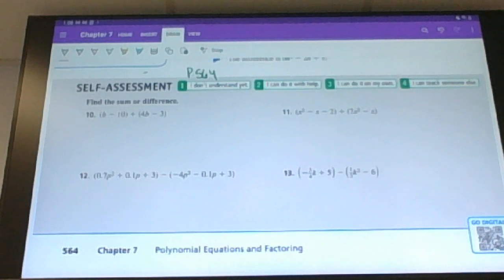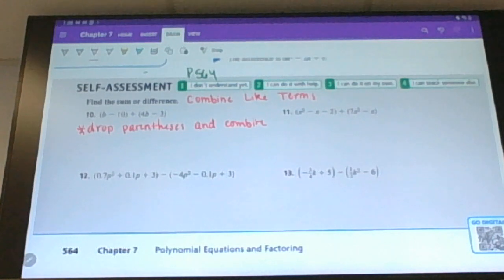Today we're not doing difference, we're only doing sum. So what's it called when we add things together? We're just gonna combine like terms. That's for adding. I'm going to drop the parentheses. Last class really benefited from me reordering it. That's optional. I'll show you what I mean.